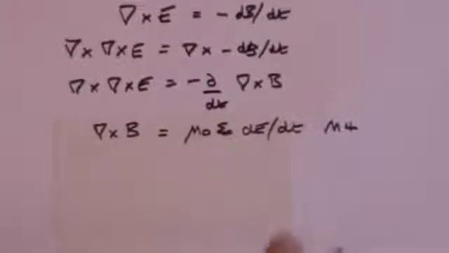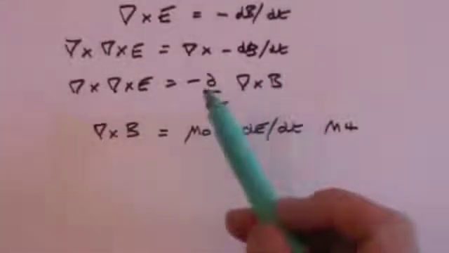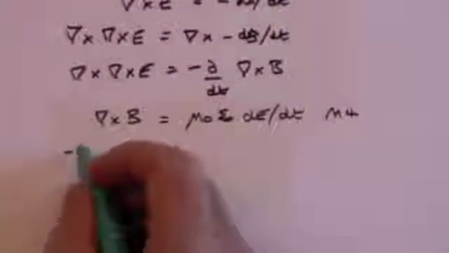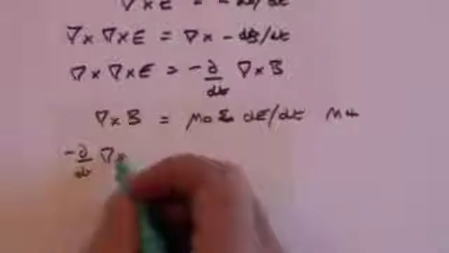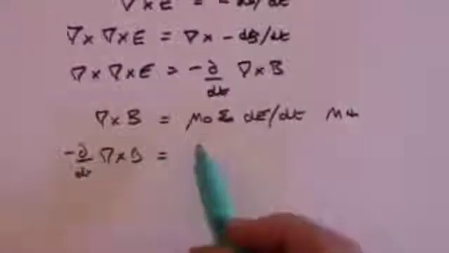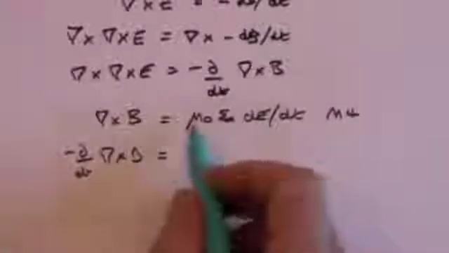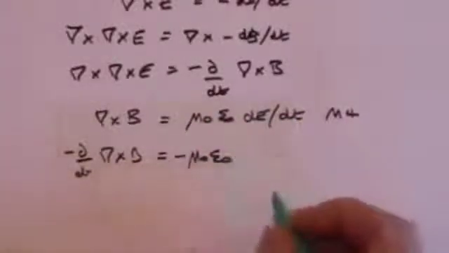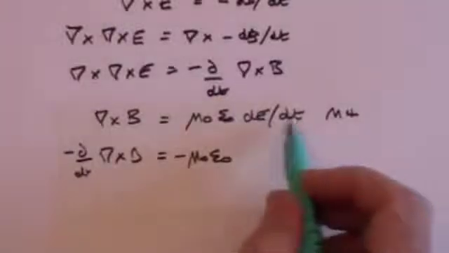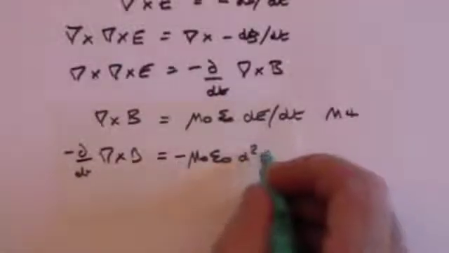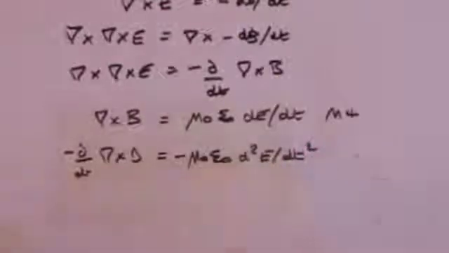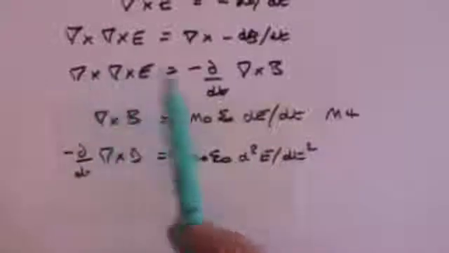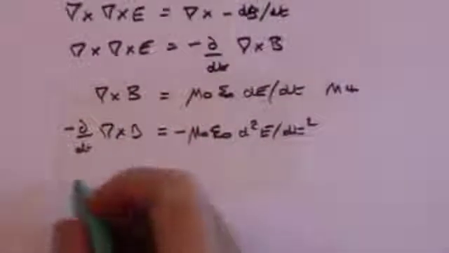And so consequently the right-hand side of this equation, which is minus d by dt of the curl of B, will be minus d by dt of this term here. So that's going to be minus mu naught epsilon naught times, and now this is the second differential, d2E by dt squared. So this is the right-hand side of this equation. What about the left-hand side? Well, the left-hand side is the curl of E.